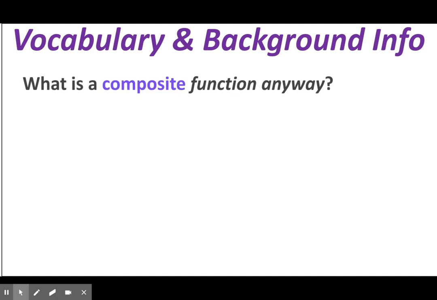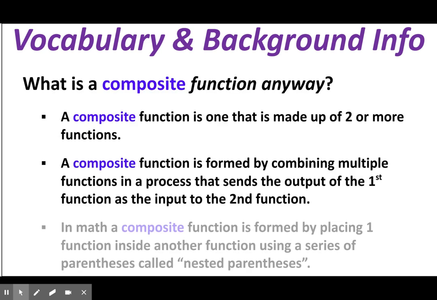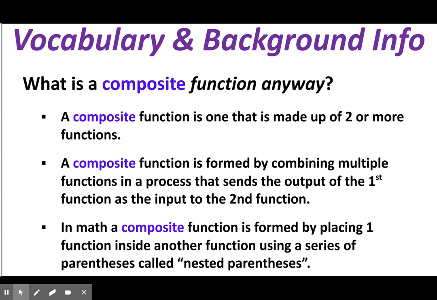So what we're looking at today is what we call a composite function. A composite function is a function that is made up of two or more functions. It is formed by combining multiple functions in a process that sends the output of the first function as the input to the second. In math, a composite function is formed by placing one function inside of another function using a series of parentheses called nested parentheses. I'm going to show you what all that means in the next slides and in a few examples.